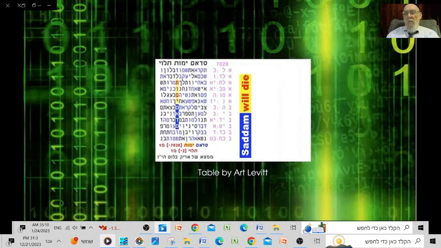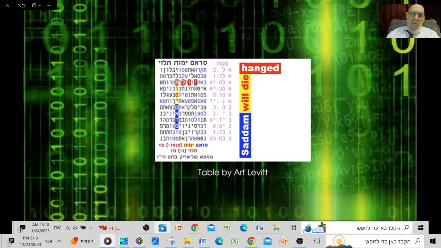This is a table from Art Levitt back when Saddam Hussein was captured and killed. What's interesting about this, to show you how such a tiny table can contain so much information, I'm going to bring it in stages for you so you can see this. Saddam will die. Saddam will die, and he was hanged. And you notice how tightly together these codes are. He was hanged like his brother, and "like his brother" is intertwined with the word hanged. It's pretty amazing.